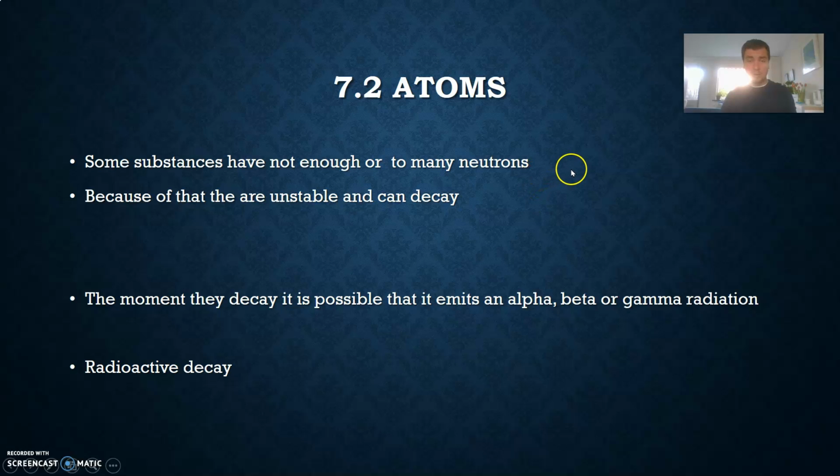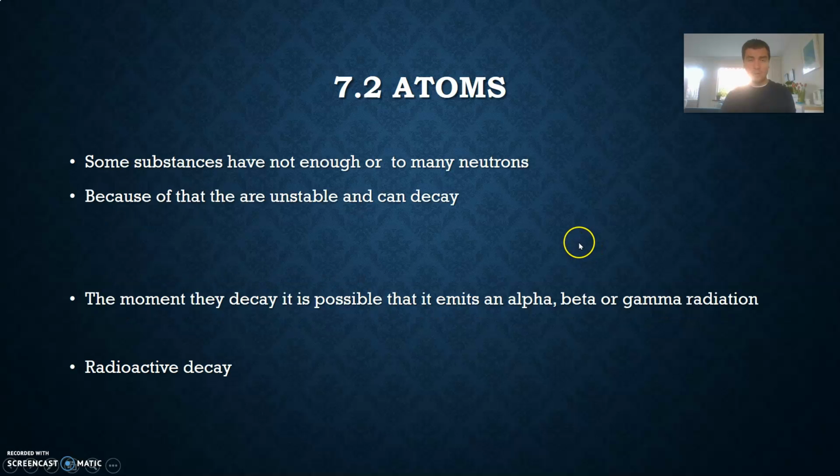Well, some substances don't have enough or have too many neutrons. Because of that, they can become unstable, radioactive, and can decay. The moment they decay, they emit some radiation, and that can be alpha, beta, or gamma. More about that in later paragraphs, what alpha, beta, or gamma actually is. For now, it's important that the moment they decay, so fall apart, it is possible they emit radiation.